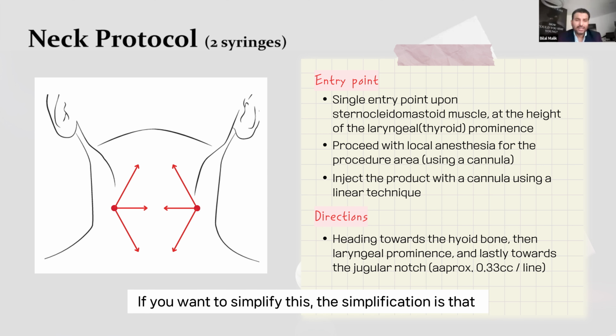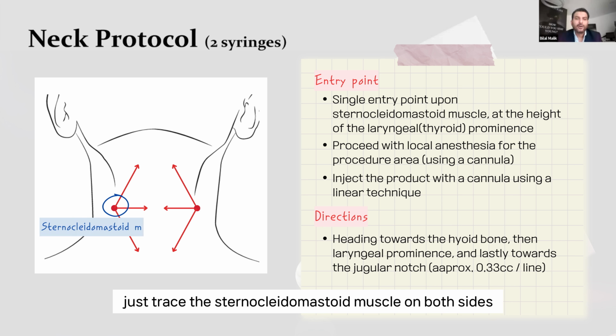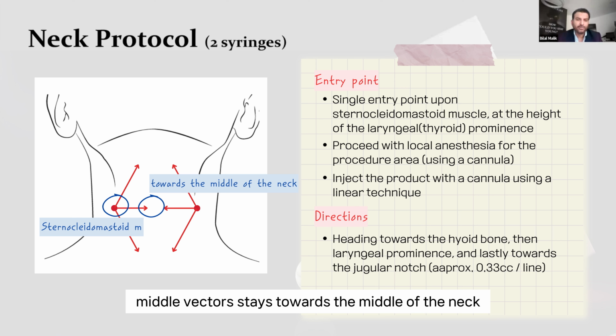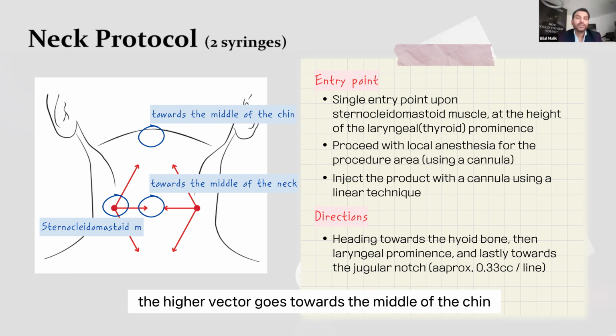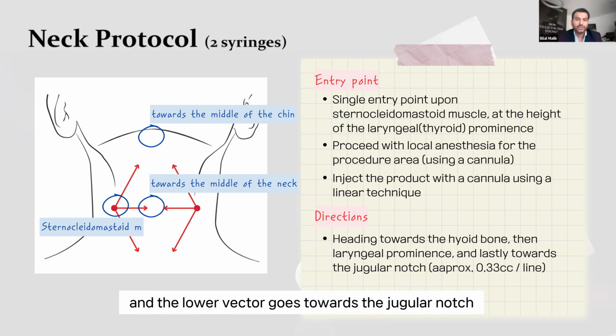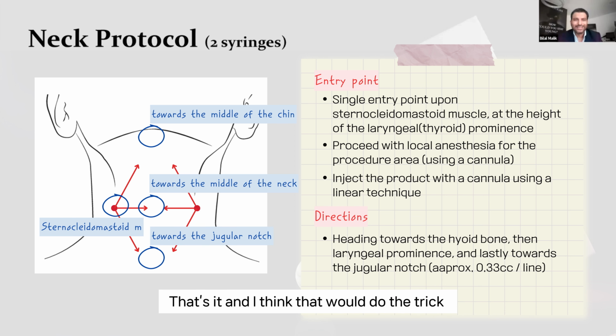If you want to simplify this, just trace the sternocleidomastoid muscles on both sides and mark somewhere in the mid of the neck. One vector, the middle vector, stays towards the middle of the neck, the higher vector goes towards the mid of the chin, and the lower vector goes towards the notch. That's it. And I think that would do the trick.